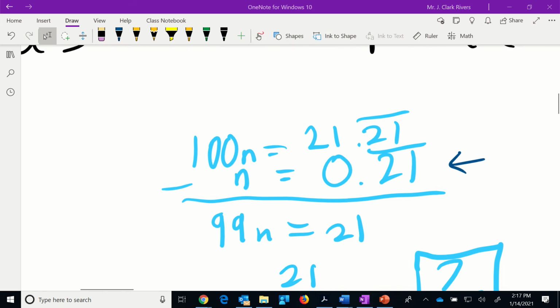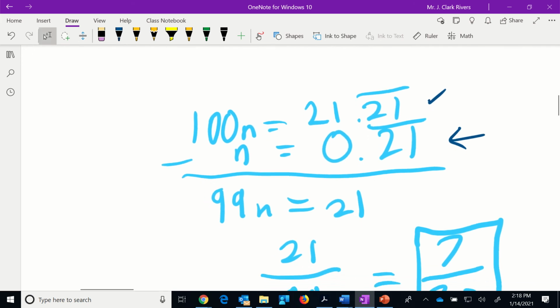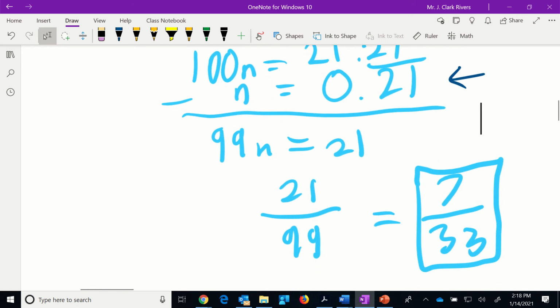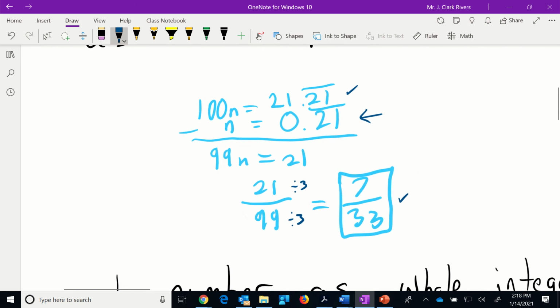We ask ourselves how many digits are repeating. There are 2 digits repeating. Therefore, we're going to multiply by 100. When we multiply by 100, the decimal goes 2 spots to the right, giving me 21.21 repeating. We then subtract: 100n minus n gives me 99n. This 0.21 repeating minus the 0.21 repeating becomes 0. We're left with 21 on the right side. We divide both sides by 99 to solve for n. We're left with 21 over 99. We can divide both of these by 3, and we get 7/33.